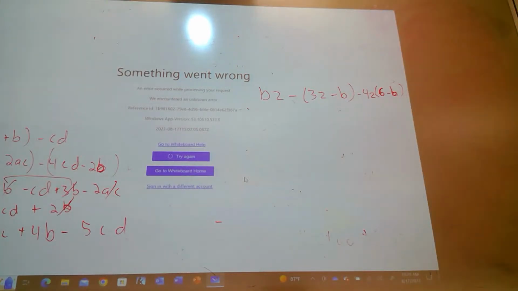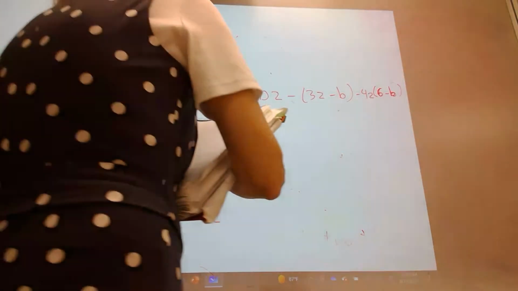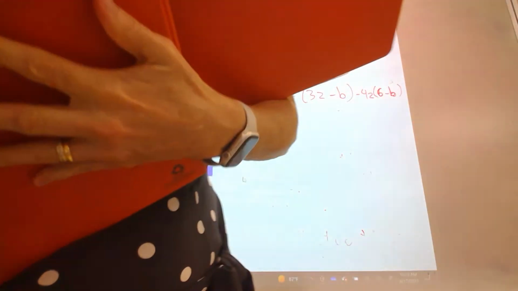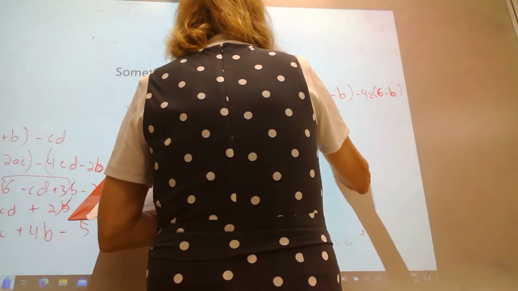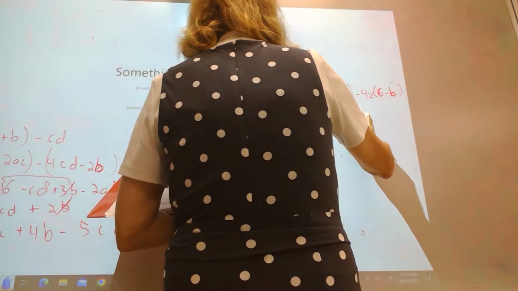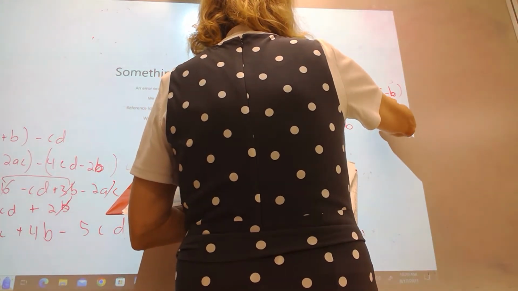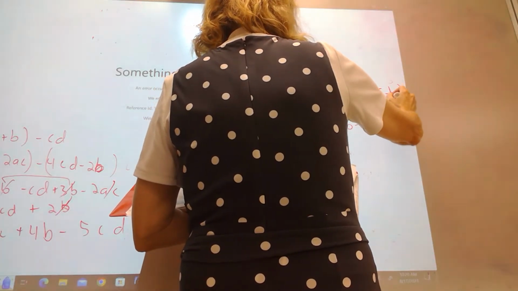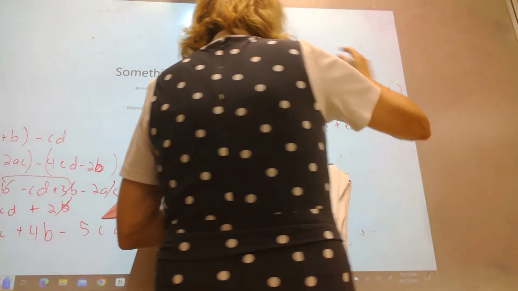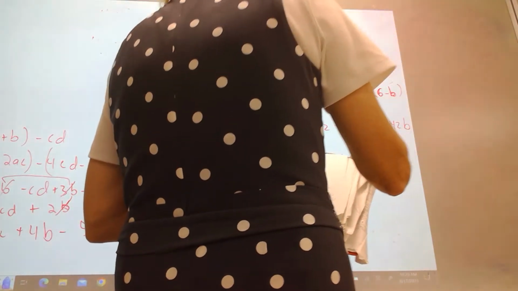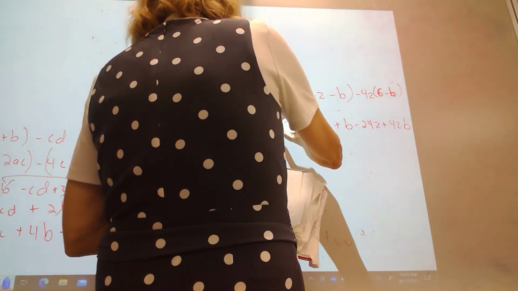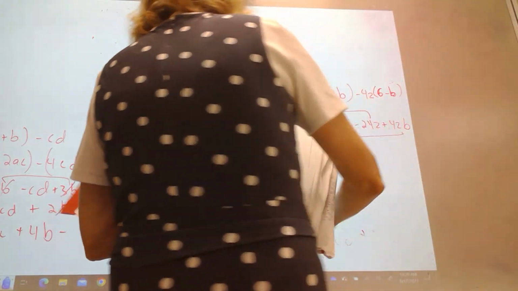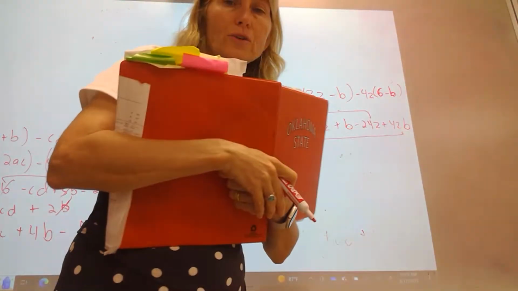Okay, first you distribute that. You get BZ minus 3Z. Those two negatives become a positive, plus B. 4Z times 6 is going to give us 24Z. We have minus 24Z. 4Z times B is going to be 4ZB, so we get plus 4ZB. Now you combine like terms. You have one BZ here, and then you have a ZB there. You have a 24Z and you have a 3Z. You can combine those terms.